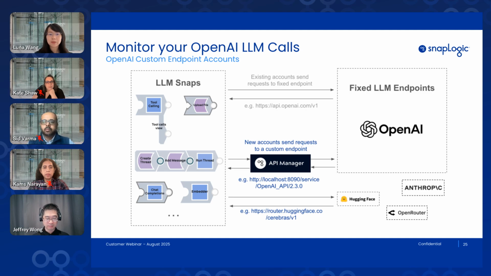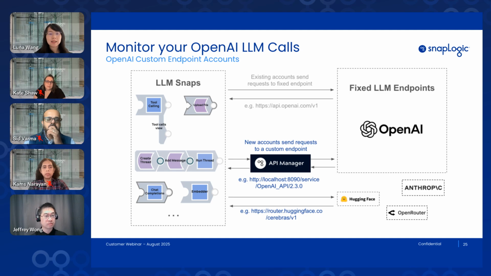But now we have developed 3 new custom endpoint accounts that let you define where your requests should be sent. You can enter the URL of any service that is compatible with the OpenAI API, such as Hugging Face, Anthropic, OpenRouter, Ollama, or Grok, and use the OpenAI chat completion snap to connect to their service. If you have a local model that is OpenAI API compatible, you can even connect to your local ones.